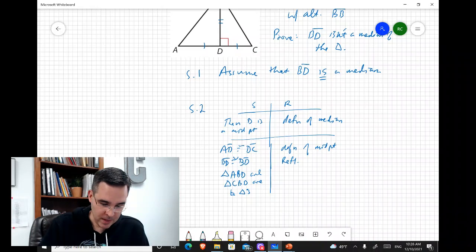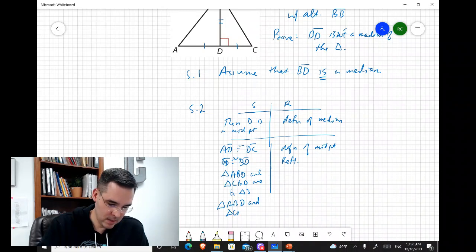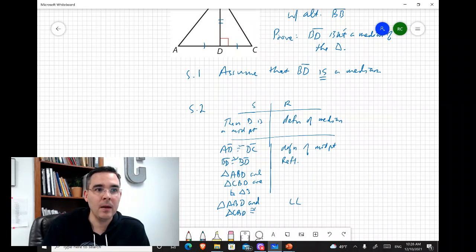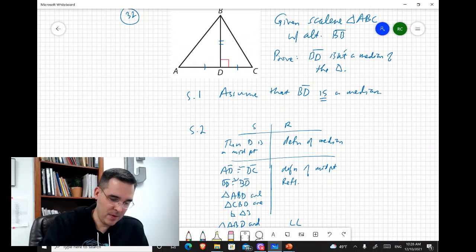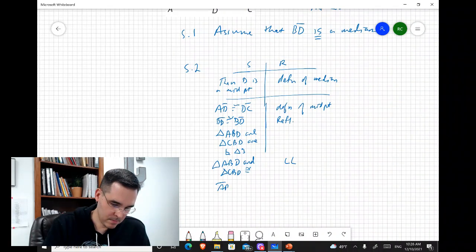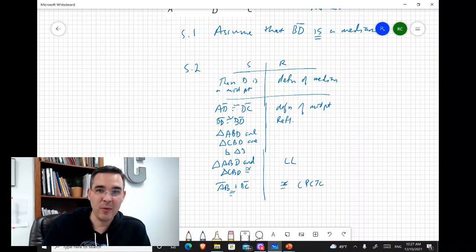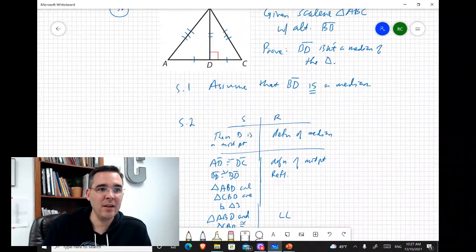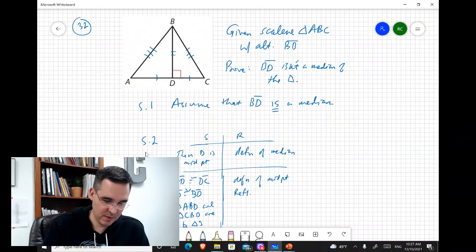Once I've done that, I can say that triangle ABD and triangle CBD are congruent because of leg-leg. And if they're congruent, then segment AB and BC are congruent because of CPCTC, and that would make this triangle isosceles. I'll put statement 3 over here.